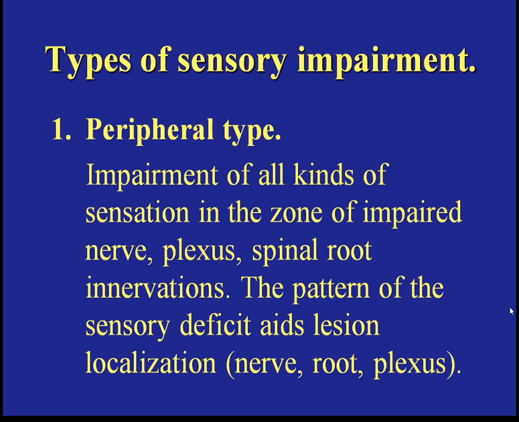And now, please, the next part of our lecture: types of sensory impairment. The peripheral type: impairment of all kinds of sensation in the autonomic zone of the impaired nerve, plexus, or spinal root innervation. The pattern of the sensory deficit aids lesion localization: nerve, root, plexus. Examples, please.